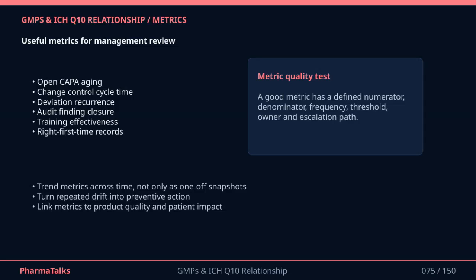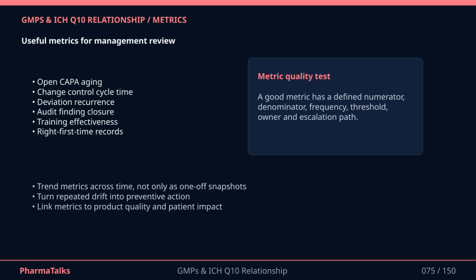Here, we're focusing on the relationship between GMPs and ICH Q10, specifically looking at useful metrics for management review. These metrics help us monitor and improve the quality system effectively. For example, tracking open CAPA aging allows us to see how long corrective and preventive actions remain unresolved, which is crucial for timely issue resolution.